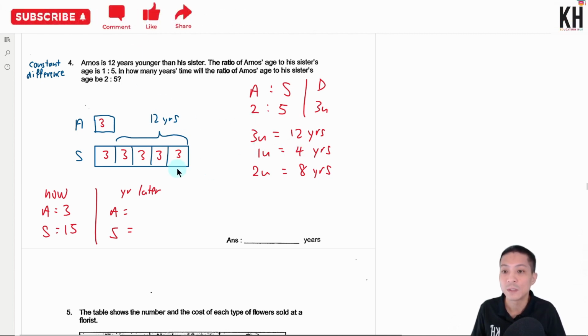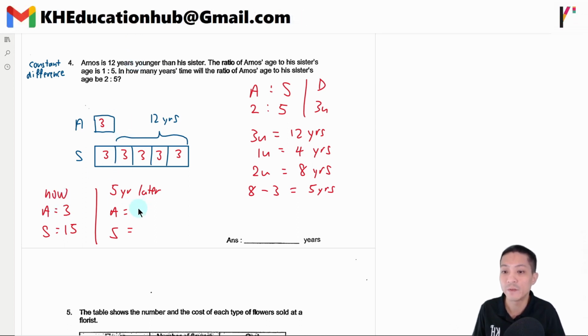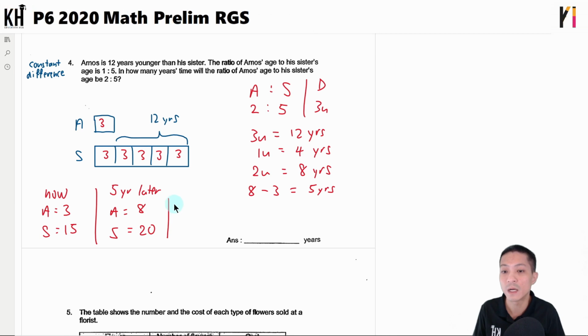Okay, so it is going to be 5 years later. Because I still need to do the step of 8 minus 3, which equals 5. Okay, let me double check now. 5 years later, Amos will be 8, right? 5 years later will be 20. So change to simplest form, divided by 4 will be 2, divided by 4 will be 5. Okay, so now I got it correct. 5 years later.